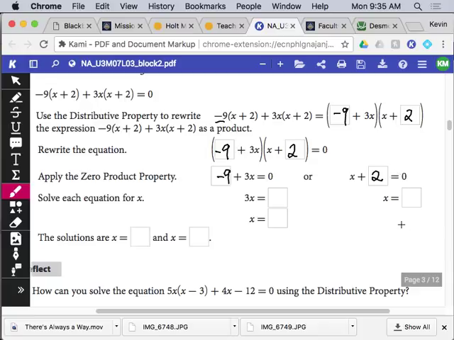So what did I do here? I distributed out the x plus 2, and then this term negative 9, and this term 3x. Then I set them both equal to 0, and then I solve. Here I have to add 9 to both sides. That's my first step. I'll end up with 3x equals 9. Here I subtract 2 from both sides. I end up with x equals 2. This one's done. But then here I have to divide by 3, and I get x equals 3. So the solutions of my equation are x equals 2 and x equals 3.